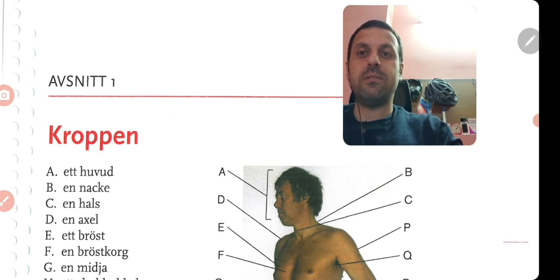I decided to actually talk about body parts or body organs, as you see in this photo. Let's go to the bottom line.